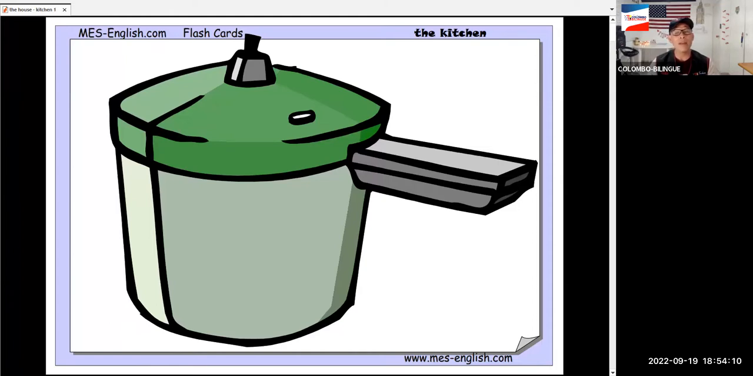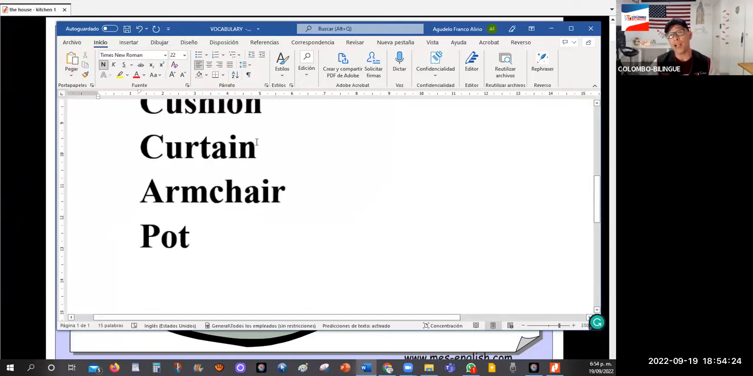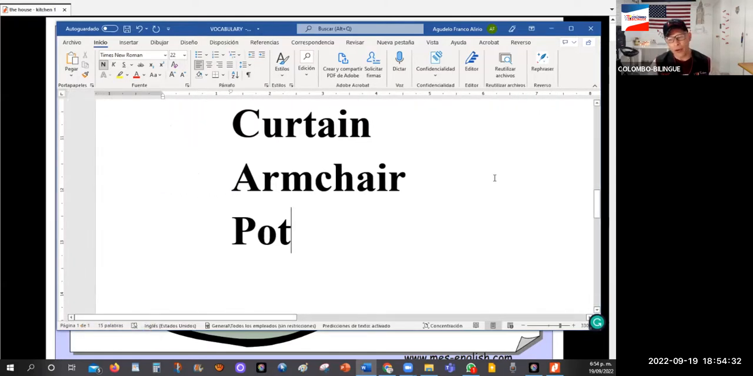This looks like a pressure pot, but it's not, it's simply a pot. I would like you to be very careful with this word because it has different connotations. When I say connotation, it's because depending on the place or the context in which you decide to use the word, it may have a different meaning, as I mentioned to all of you before.